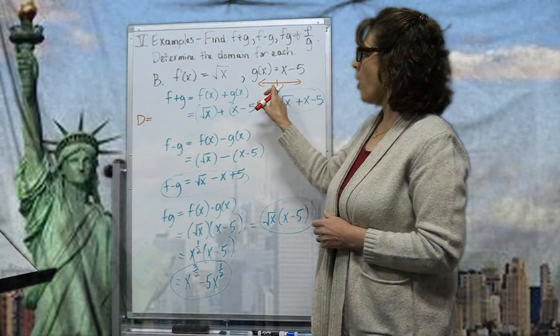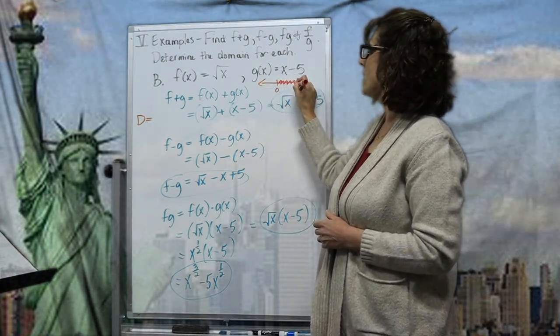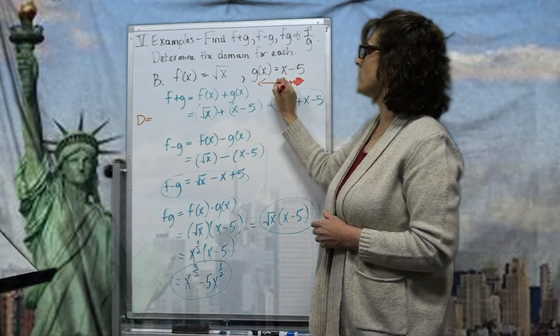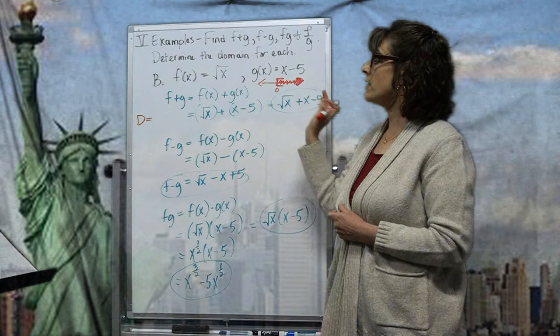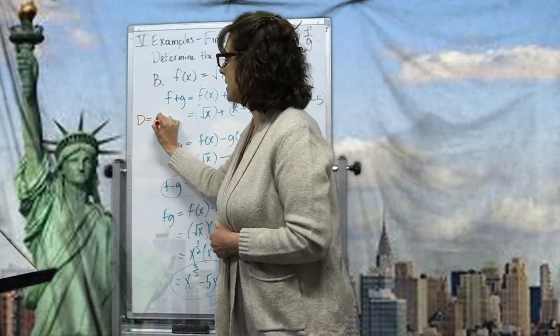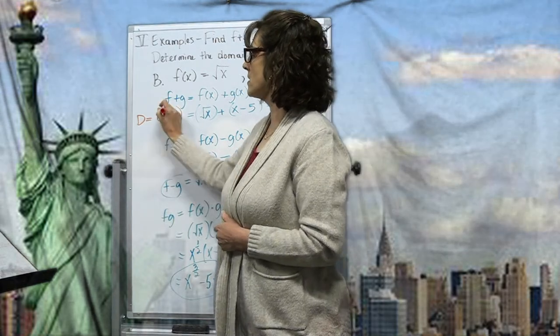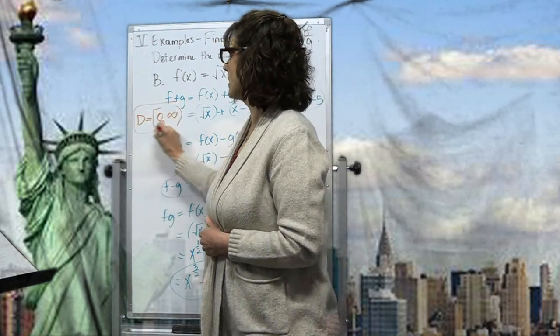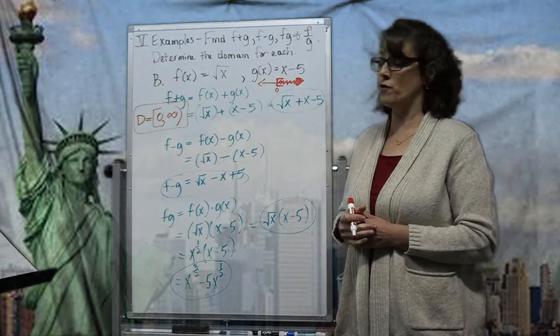Picture that number line. Here's 0. All the negatives are back here. I don't want that to happen. Everything up here is okay. But remember, the 0 itself is okay, so it gets a bracket or a closed circle. And so that means everything from 0 up. So my domain begins with 0, goes to infinity, which always gets a parenthesis. The 0 is included, so it gets a bracket. So there's my domain for the sum of the two functions.